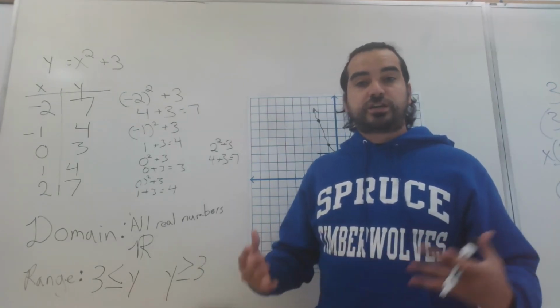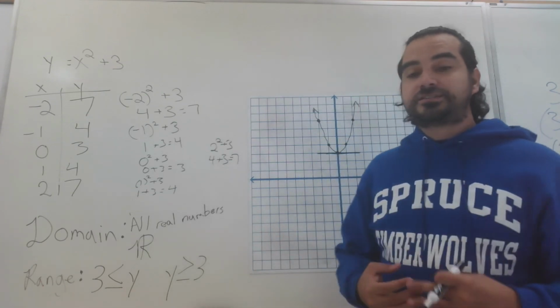So this is how you graph a quadratic function to find the parabola and help you identify the domain and range.